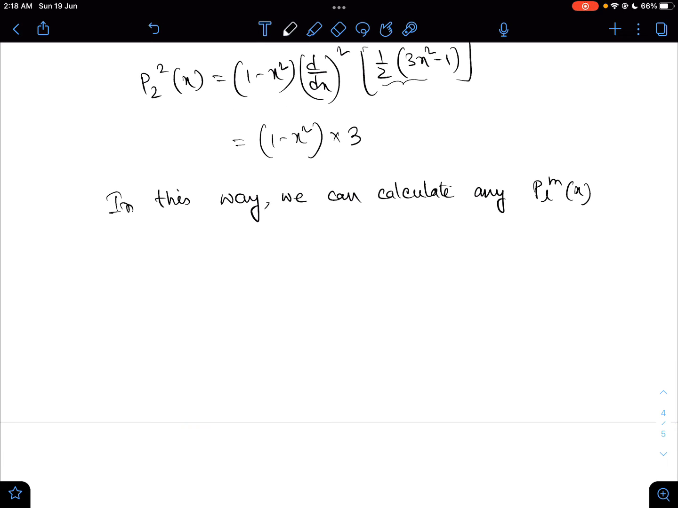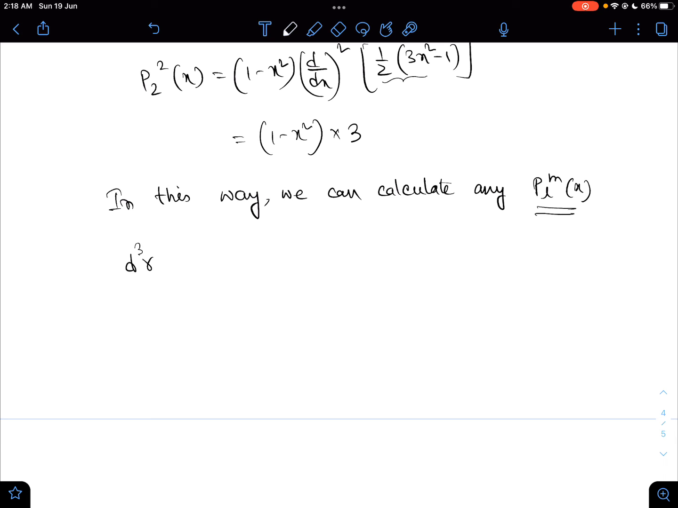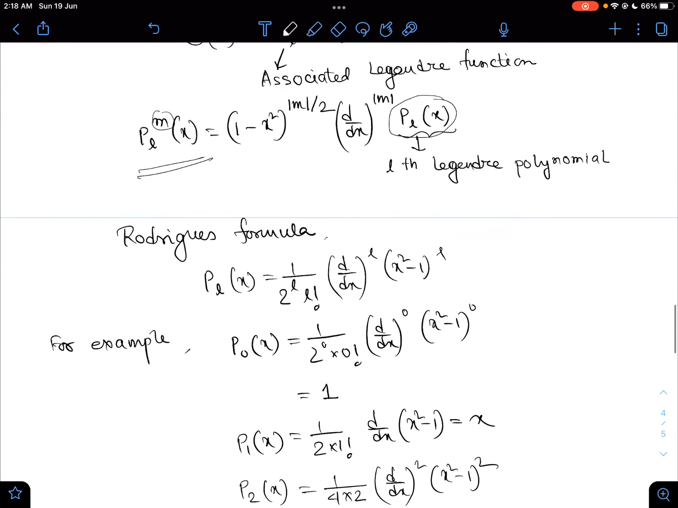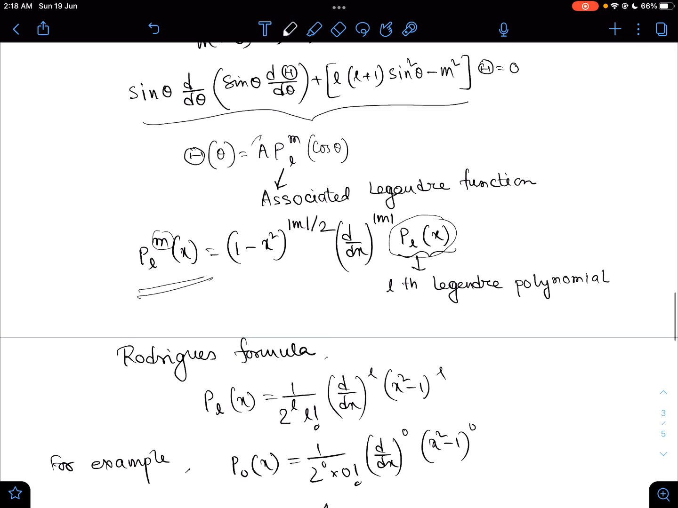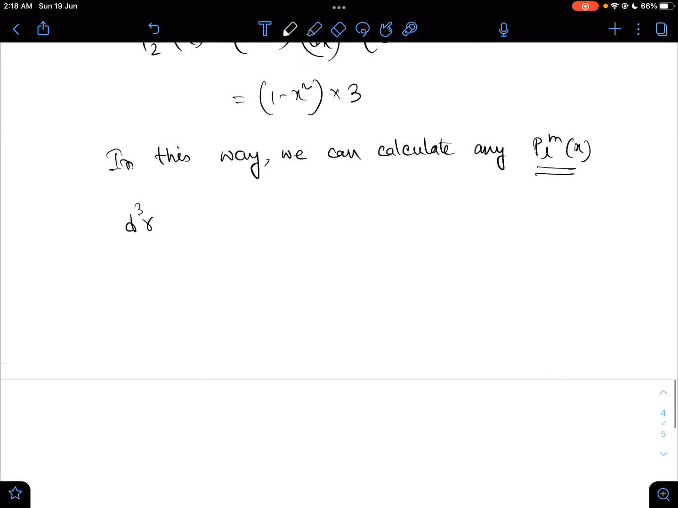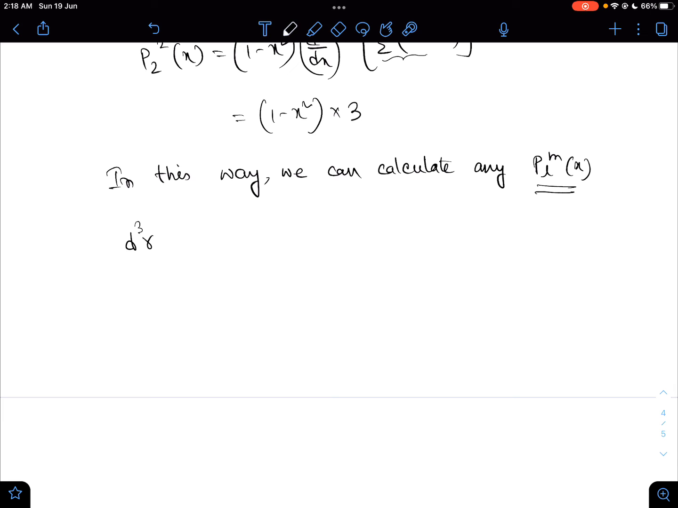So this is the solution of our theta equation. Now we have to find this term A. How can we find this? We can find this by the normalization condition. For the normalization condition, we know that the volume element in spherical coordinates is defined as r² sinθ dr dθ dφ.